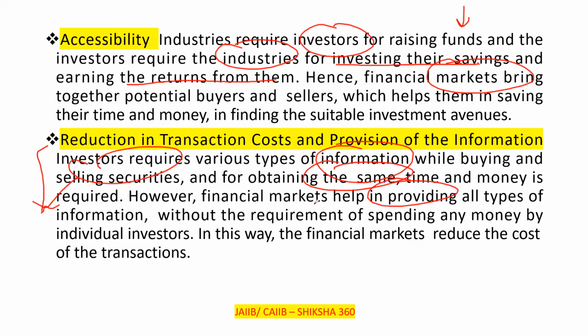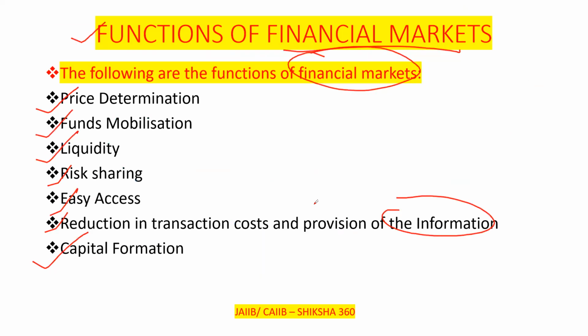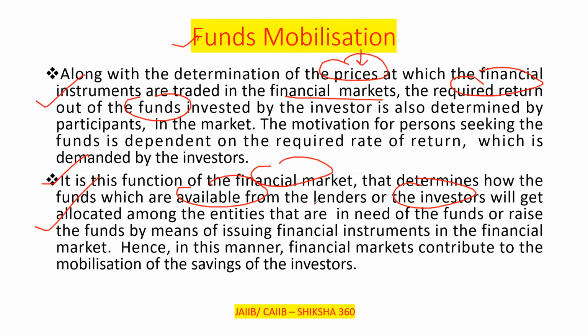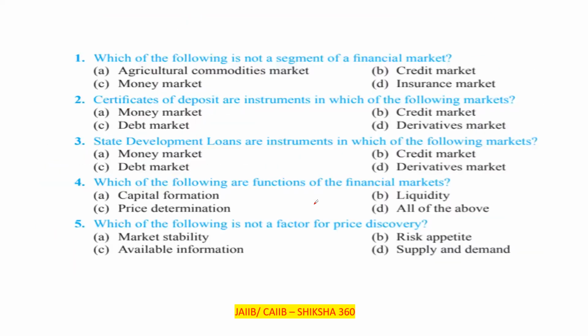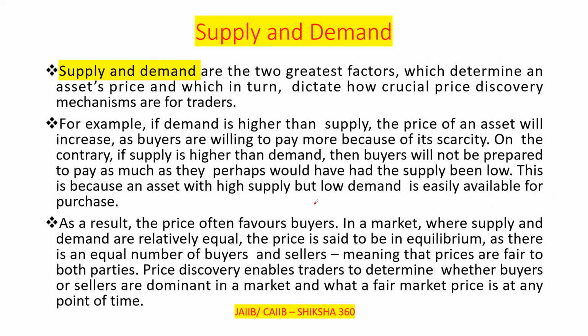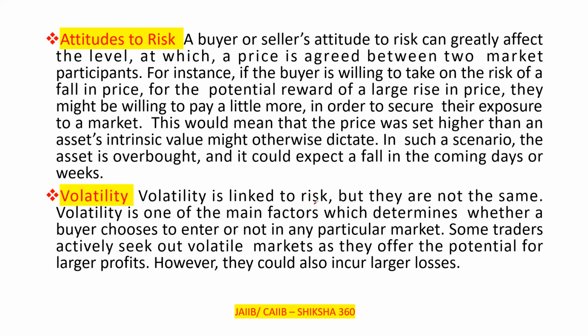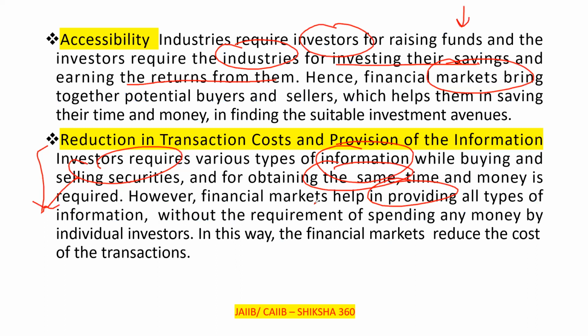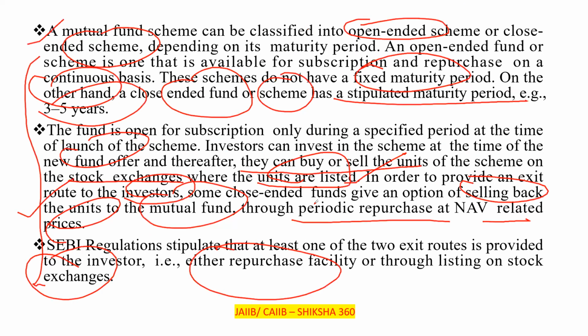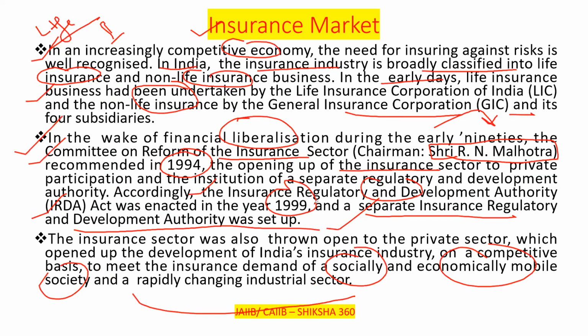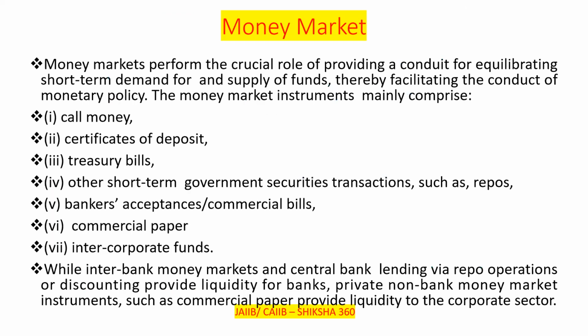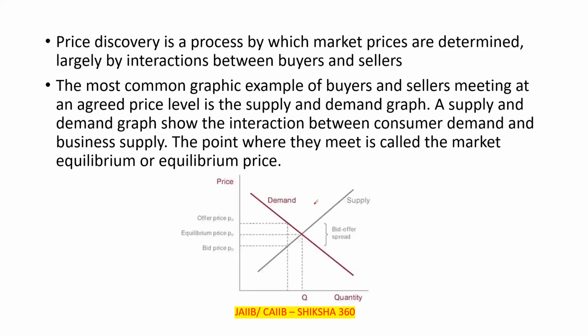So we have already covered all the functions of the financial market, that is price determination, fund mobilization, liquidity, risk sharing, easy access, reduction in transaction cost, and provision of the information. Clear? So in the next session, we will discuss some of the questions along with the last topic, that is price discovery and supply and demand. Along with that, we have to cover 10 to 15 questions and some previous years memory based questions.